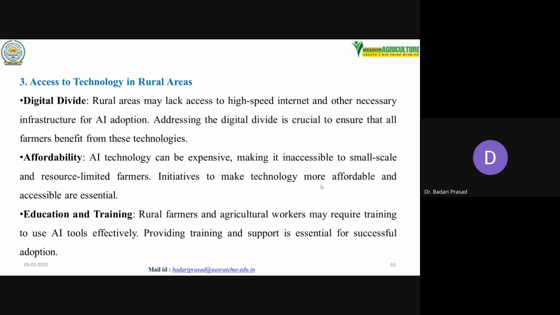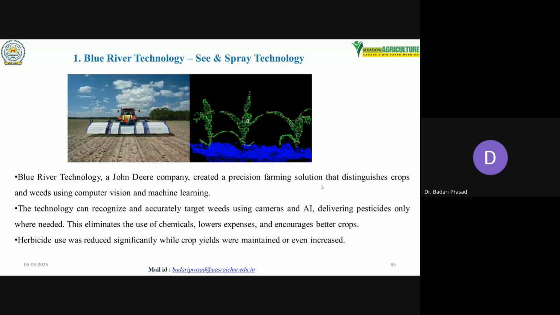Education and training. Rural farmers and agriculture workers may require training to use AI tools efficiently. Providing training and support is essential for successful adoption. Now some of the success stories, which are very important, and I am running out of time, so I will be a bit fast. If there is anything, we will discuss it on messages or at the end of this, or you can mail me at any point of time.